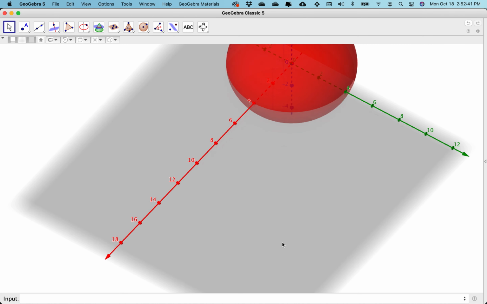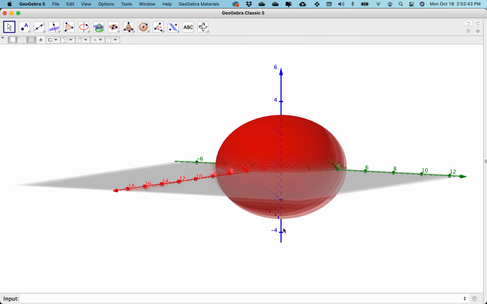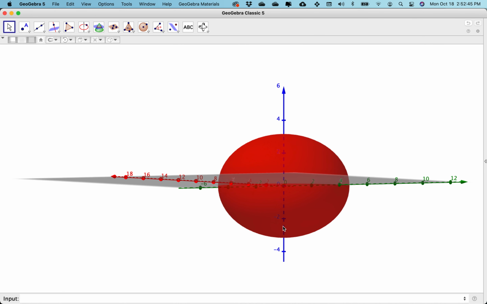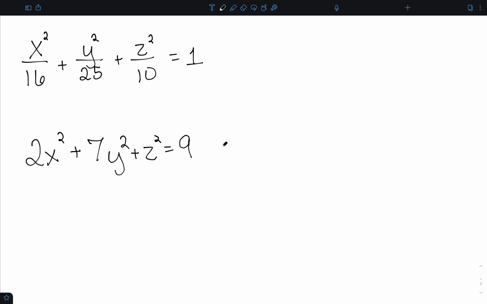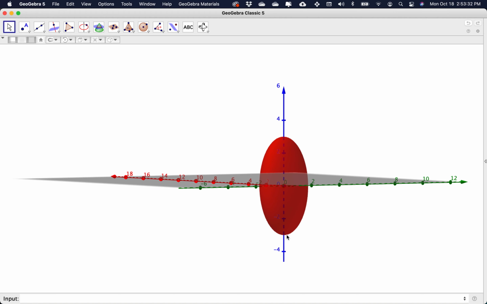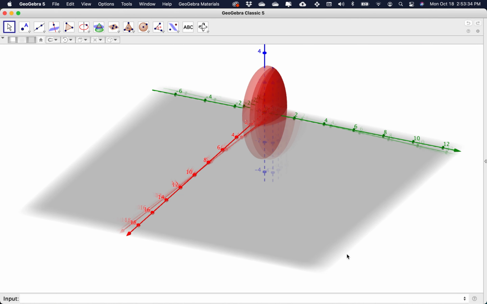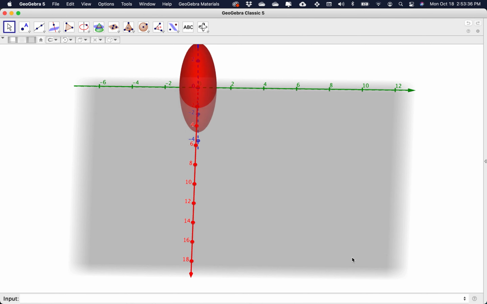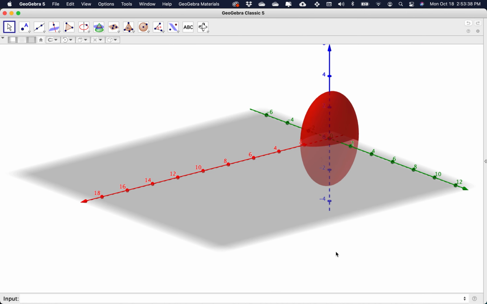If I look at the graph, I can see this here, where it does look like an ellipse in 3 dimensions. So this would be my ellipsoid. Next, let's look at 2x squared plus 7y squared plus z squared equal to 9. Here is this graph, and we can see the ellipse for this particular one. We have all of our terms quadratic and all the same sign, which gives me this ellipsoid shape.